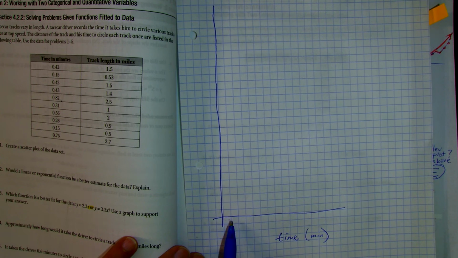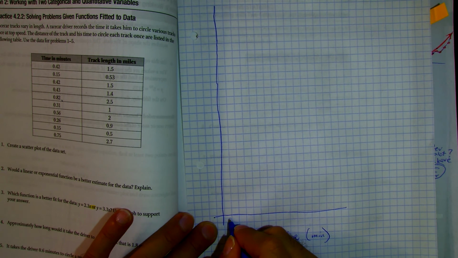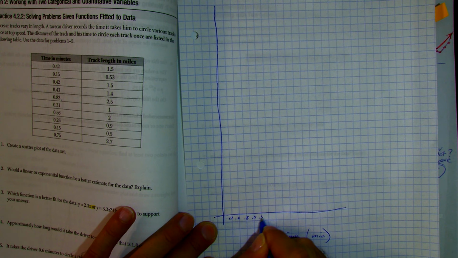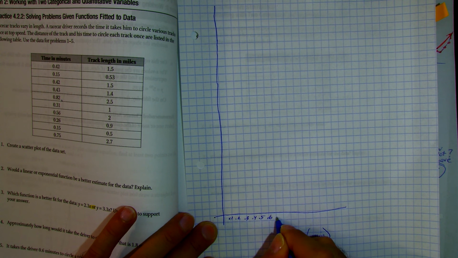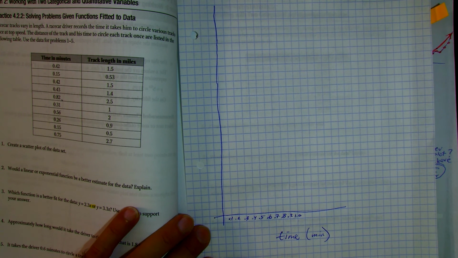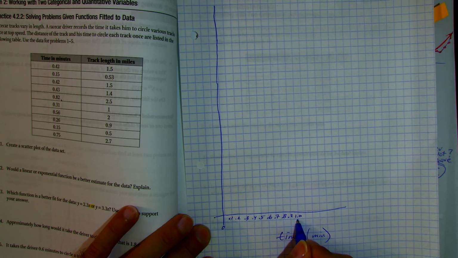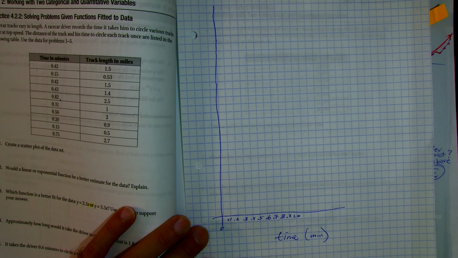So for the time in minutes, let's go 0.1, 0.2, 0.3, 0.4. You see how this is going to be a little bit better. We could probably even spread it out more, but this is good enough. 1.0. You see, I have to make this so that between 0 minutes and 1 minute is right here. Okay, so that's the first step.